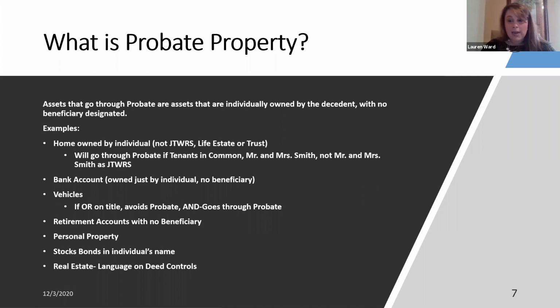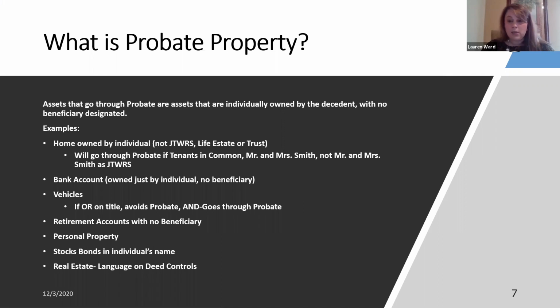So if you have retirement accounts and you don't have a beneficiary, so you have that 401k and you never updated it and put your children's name on there and your spouse has passed away, then that's going to go through probate. Personal property will go through probate a lot of times. That's your household items. If you haven't already given those away and you own them at the time of your death and you own the house, then we have to look at personal property as well.